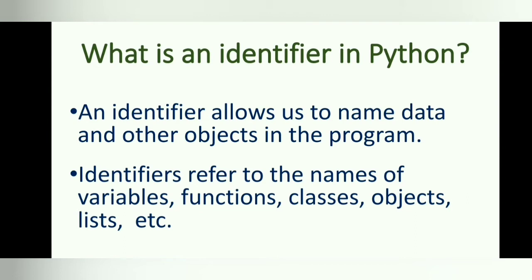What is an identifier? The identifier is one feature that is present in all computer languages. An identifier allows us to name data and other objects in the program. Identifiers refer to the names of variables, functions, classes, objects, lists, etc.